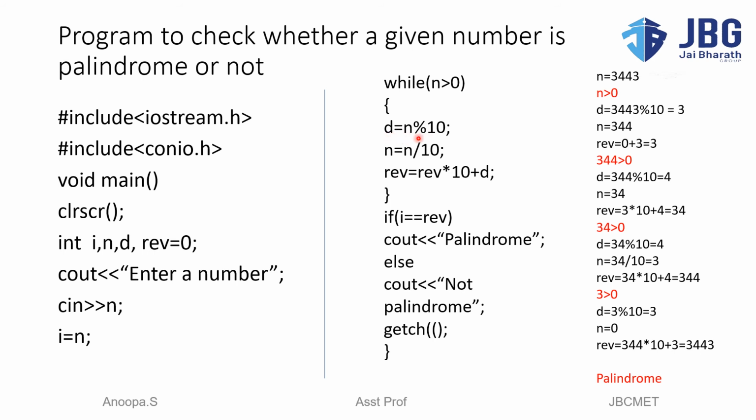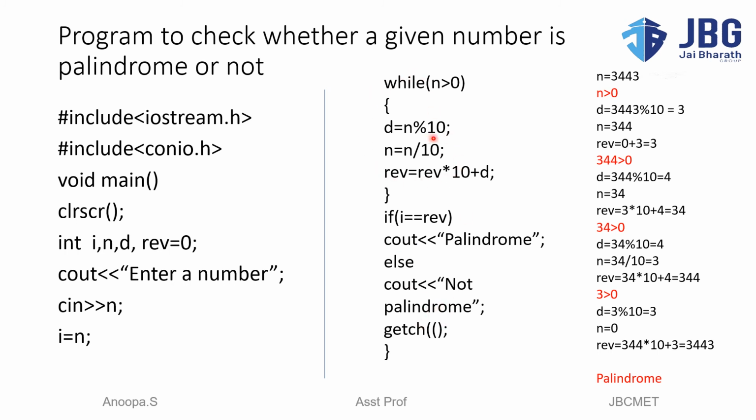d equal to n mod 10. See, the logic of this program is, if I have a number, I will find the reverse of the number, and I will store it in a particular variable reverse. Initially reverse is 0 and n contains our number, so I will store the reverse of this number in the variable reverse. Then I will check whether i and reverse are same. If they are equal, I will display it as a palindrome. If it is not equal, I will display it as not a palindrome.